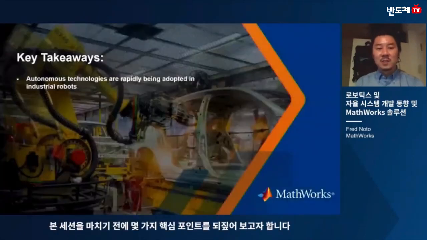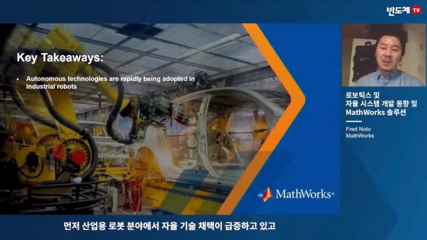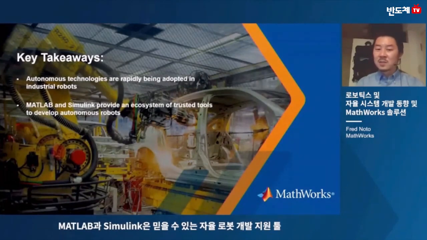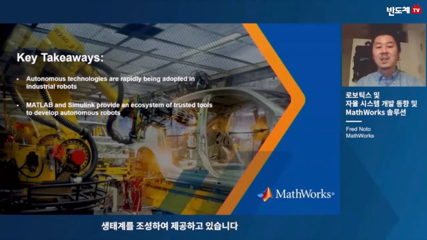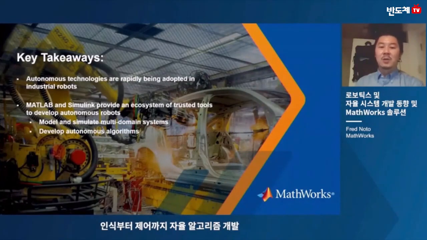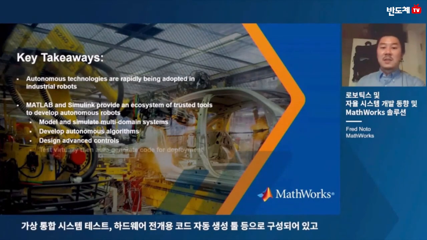I want to finish with some key takeaways for this session. First, autonomous technologies are rapidly being adopted in industrial robots, and this will be accelerated in the future. And MATLAB and Simulink provide an ecosystem of trusted tools that support developing autonomous robots, from modeling and simulation of complex multi-domain systems, developing autonomous algorithms from perception to controls, designing advanced and optimized controls, testing integrated systems virtually and then automatically generating code for hardware deployment.